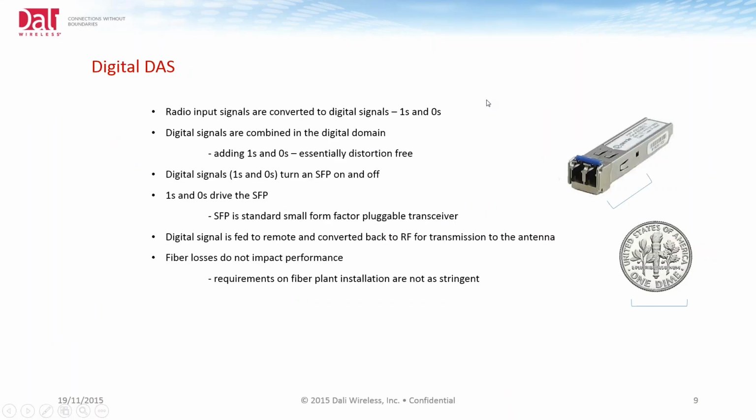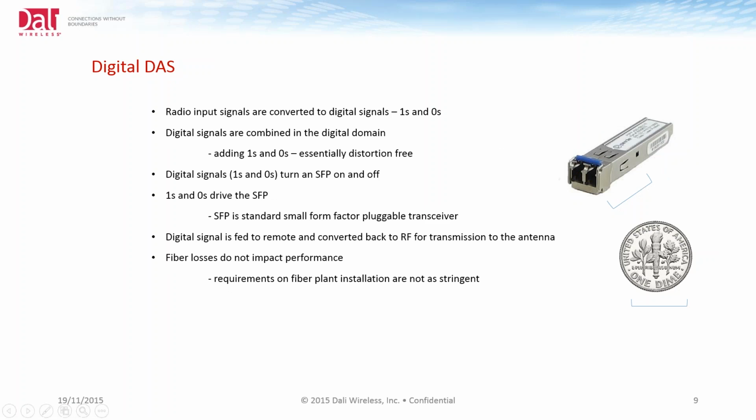Okay, if we want to go to the next slide then. I've got control of this. Okay, digital DAS. In digital DAS, the radio input signals are converted to digital signals, ones and zeros. The digital signals are combined in the digital domain, and essentially all we're doing is adding ones and zeros, and this is distortion-free. This is a huge help in avoiding intermod problems when you're combining multiple carriers or multiple modulation techniques from different base stations.